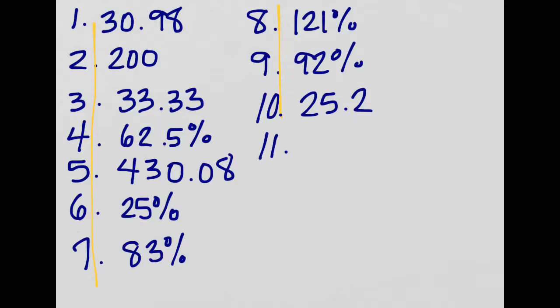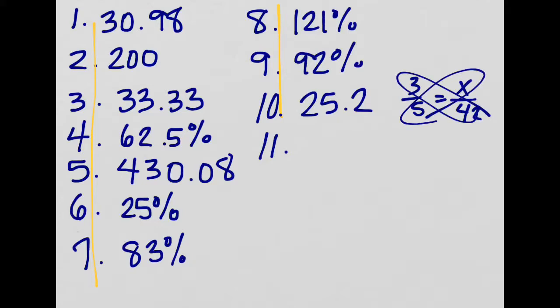Okay, number 10, you should get 25.2. Don't forget to cross multiply here. So 3/5 is equal to x over 42. Well, multiply these two, set it equal to x times 5, or you can just say 42 times 3 and divide it by 5.